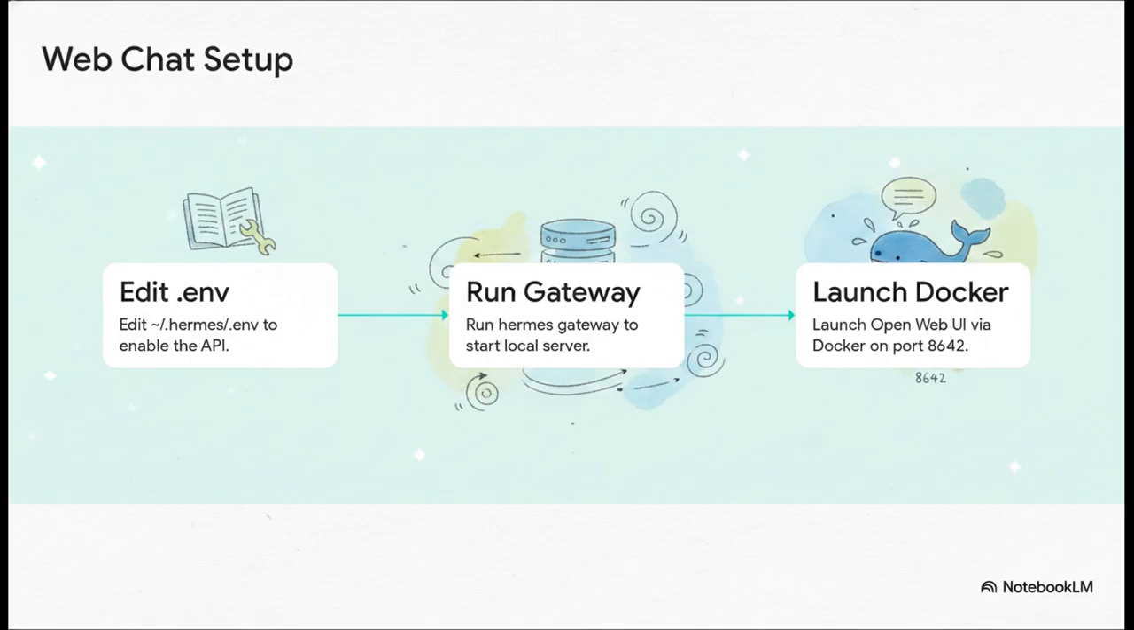First step, open your .hermes/.env file and enable the API. Second, run Hermes Gateway to fire up the local server. And third, launch OpenWeb UI inside Docker and point it to port 8642. This gives you a highly polished, totally local web interface, complete with your chat history and user accounts.